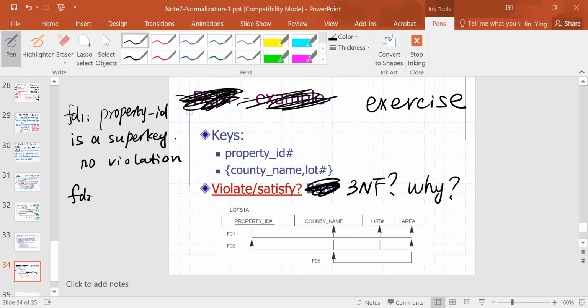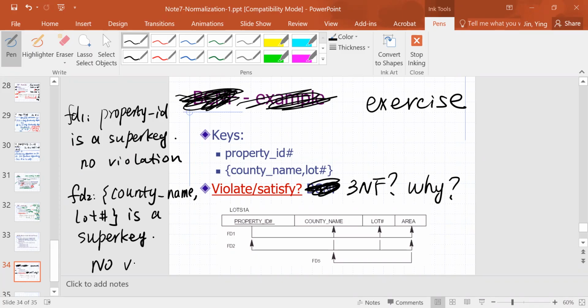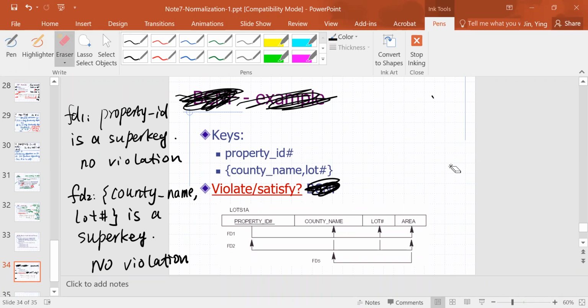And now let's see FD2. And that's coming from counting name, lots number together on the left-hand side. And we can see, so this is a super key. So this also, no relation, right? We don't even need to check the second condition. And let me get rid of this so I have more space.